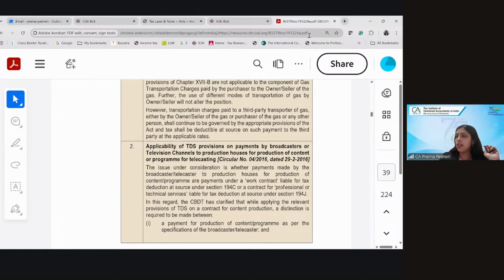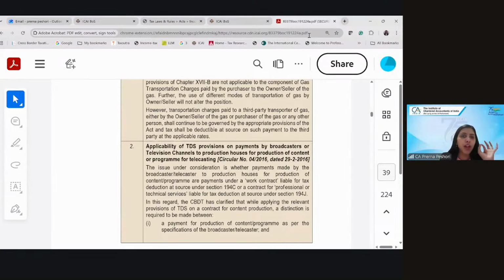Yes? Ma'am, if transportation is done by the owner itself, then it is a contract for sale. If transportation is done by a third person, then 194C will be applicable. Yes, absolutely. Because the basic premise of the contract: is it a contract of work? The answer is no. The basic contract is nothing but a contract of sale.